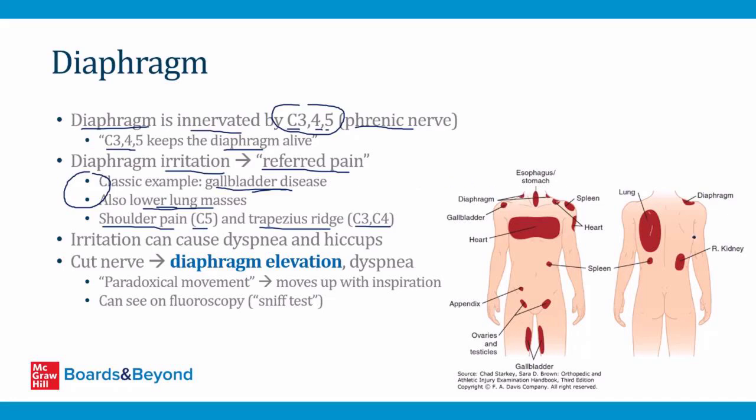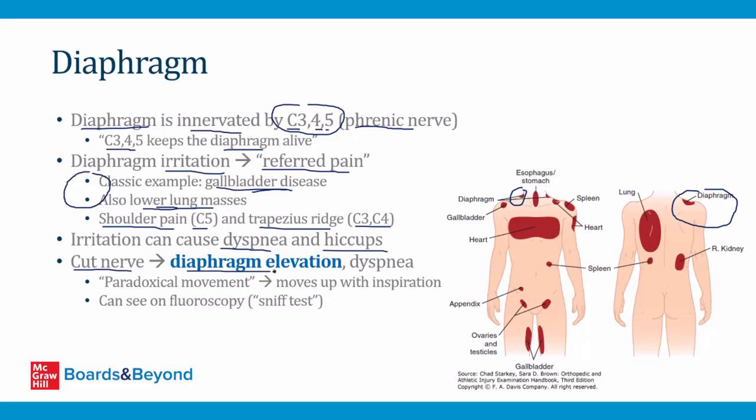And so this is sort of shown in this diagram here, like here's the portion of the shoulder where patients often sense referred pain, also up here in sort of the right side of the neck. In addition to causing referred pain, irritation of the diaphragm can cause dyspnea and also can cause hiccups. One of the reasons people get hiccups is because their diaphragm is irritated and in spasm, and that can lead to hiccups.